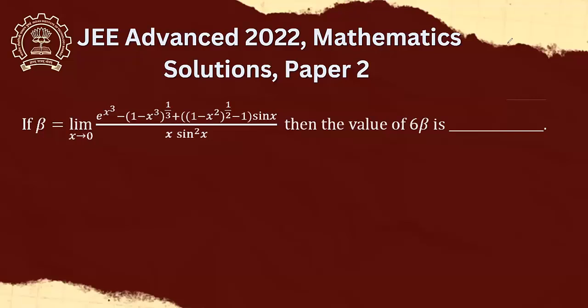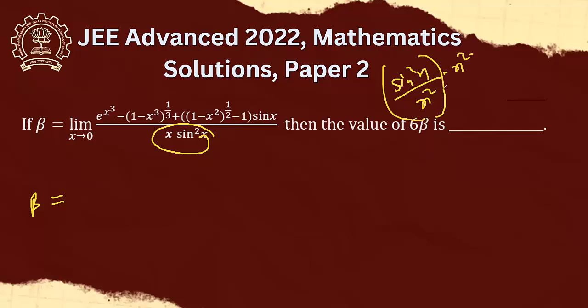So we have to find the limit for this given expression, right? Beta is given to be the limit of this thing. Now see this denominator here, this is x into sine square x, that I can straight away write as x, because sine square x upon x square times x square, and sine square x upon x square is 1 simply. So this denominator I can write as x cube straight away, right?